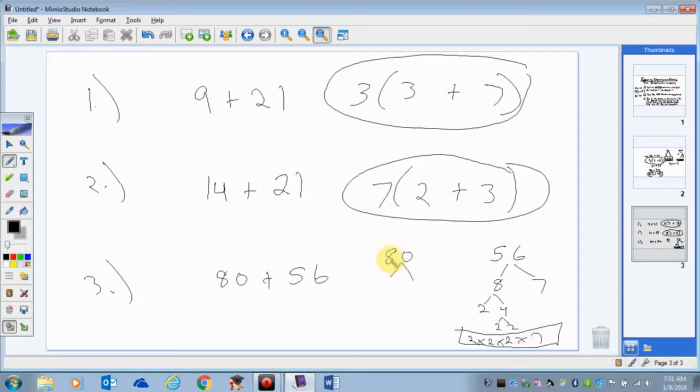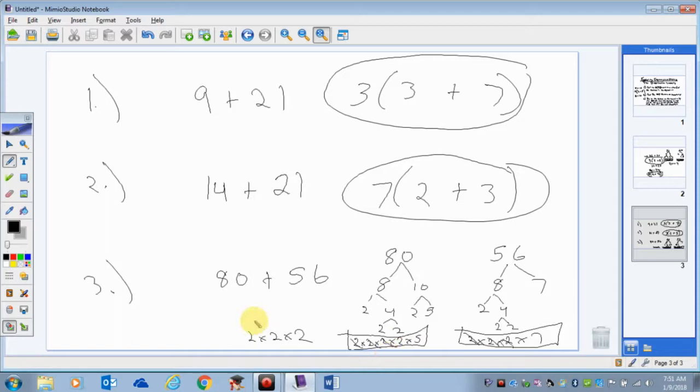So 80, I'm going to have 8 and 10, split 8 into 2 and 4, 4 into 2 and 2, split 10 into 2 and 5. So in this box, I'm going to have 1, 2, 3, 4 2's and a 5. Alright, so I have 1, 2, 3 2's there. They'll pair with those 3, so 1, 2, 3, 1, 2, 3. So we'll have 2 times 2 times 2 for my greatest common factor.